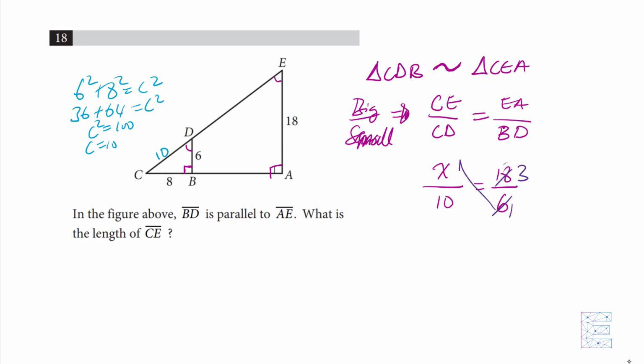And now we can cross multiply. X times 1 is X equals 10 times 3, which is 30. So the length of CE, which is what we were looking for, is 30.